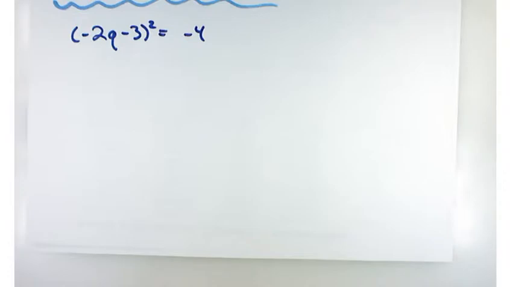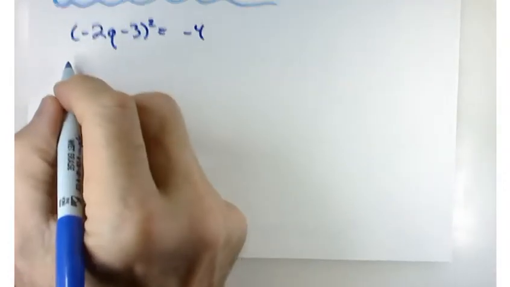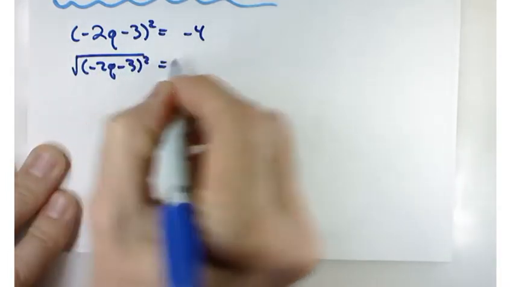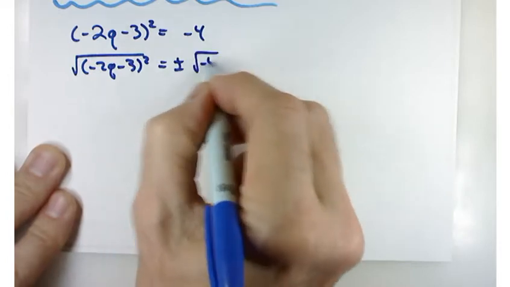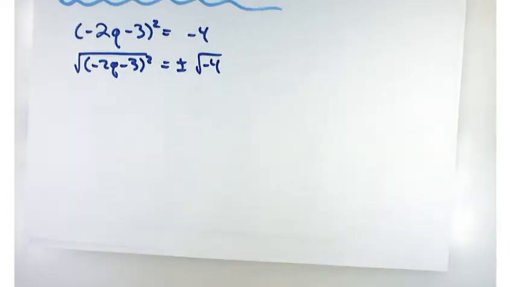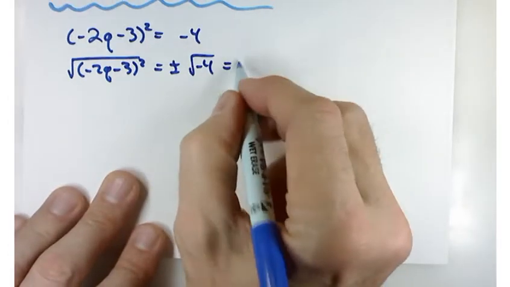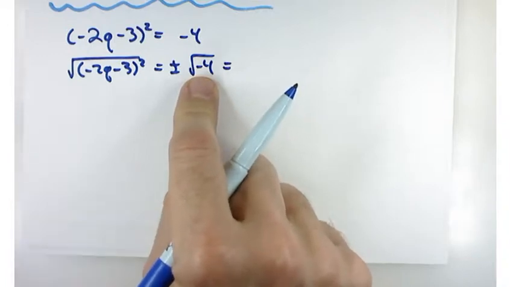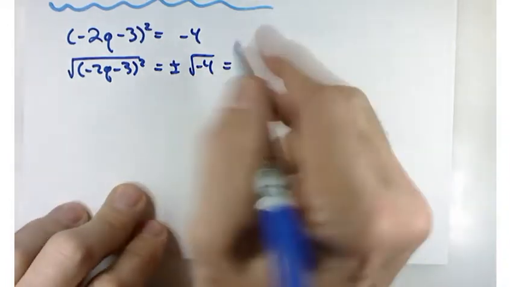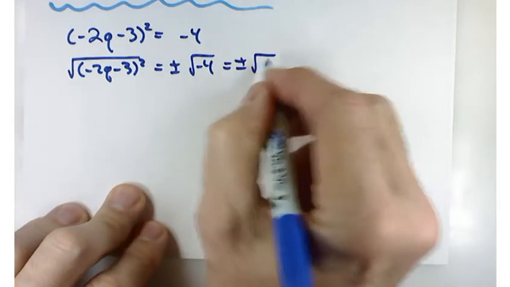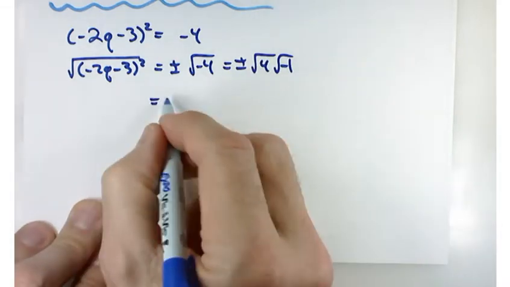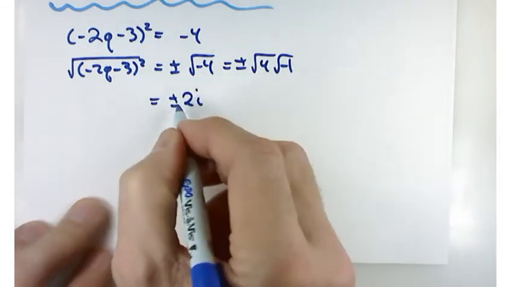All right, thank you, James. Take the square root of both sides. The square root of negative 2q minus 3 squared equals plus or minus the square root of negative 4. So take the square root on both sides. Great. Now on the right-hand side, whenever you have a negative underneath the radical, what was the first thing I suggested you do? Yep, split out that negative 1 so you can convert it to an i. So what we end up with is plus or minus 2i.